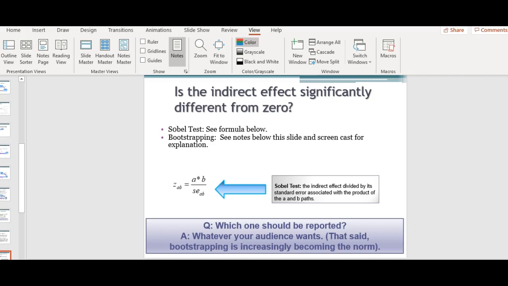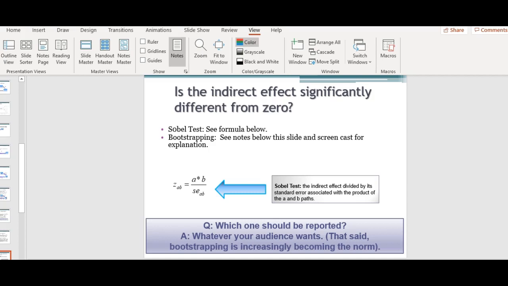The Sobel test is just a simple z-test where we have the indirect effect in the numerator and then the standard error in the denominator. This is not complicated at all, and there are some computer programs that will give you the Sobel test. In fact, most will. You can Google the package in R that will give you the Sobel test. I'm sure there is one. And you can calculate that Sobel test for the data that you have.